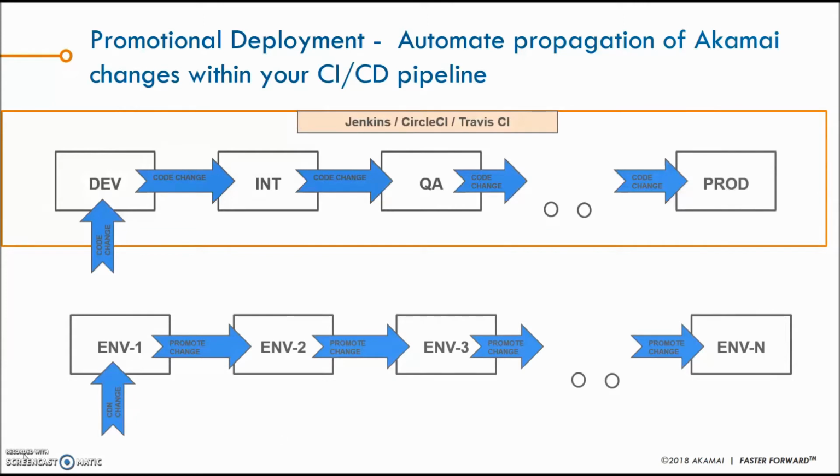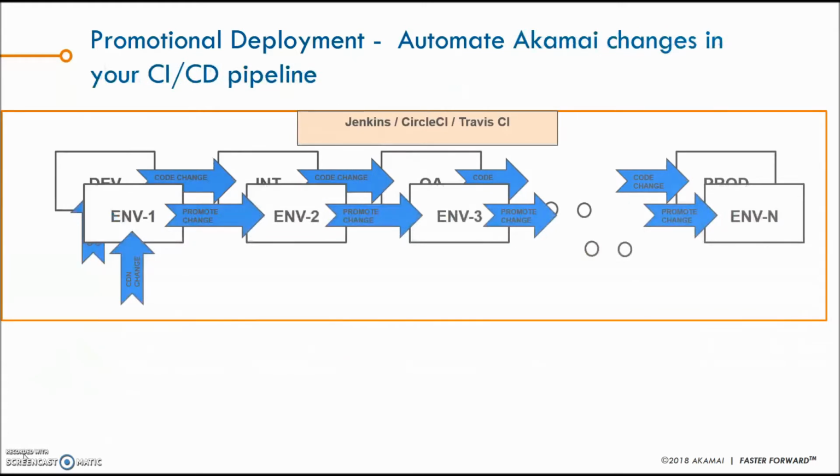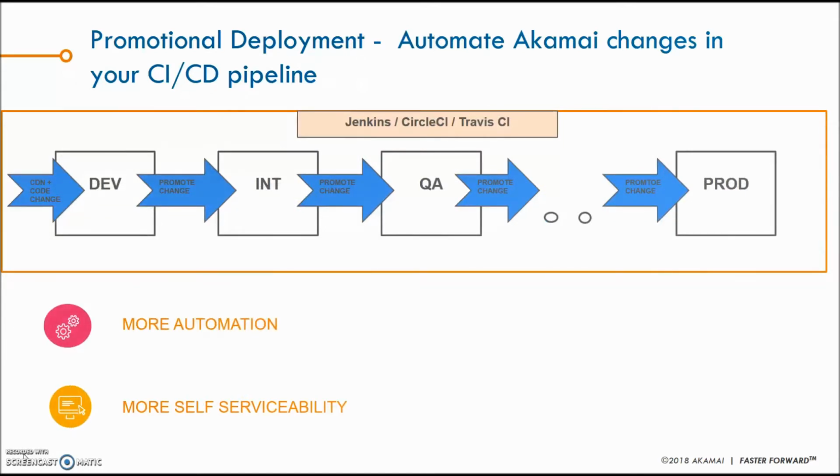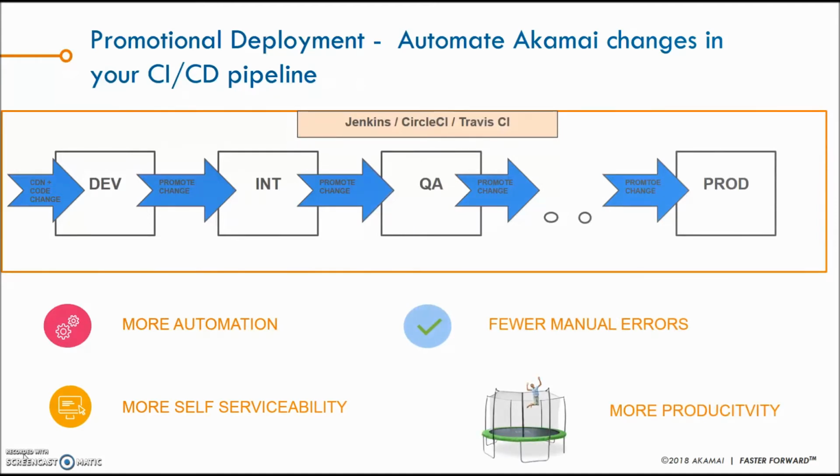At its simplest level, promotional deployment provides you a tool to promote your configuration changes across environments without any manual intervention. This really is the blue arrows over here, the value that promotional deployment brings in your pipeline. And really, this provides you the power to treat your Akamai change like any other change in your environment. Automate it within your pipeline, even integrate it into an existing CI pipeline that you already have. Basically, promotional deployment enables you to have more automation, more self-service, fewer manual errors, and most importantly, the time to do whatever it is that you want to do.